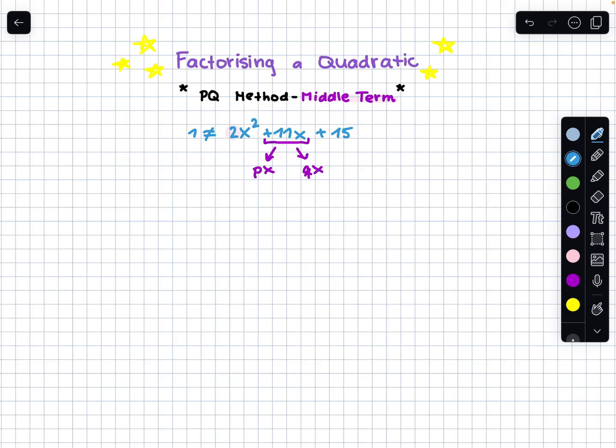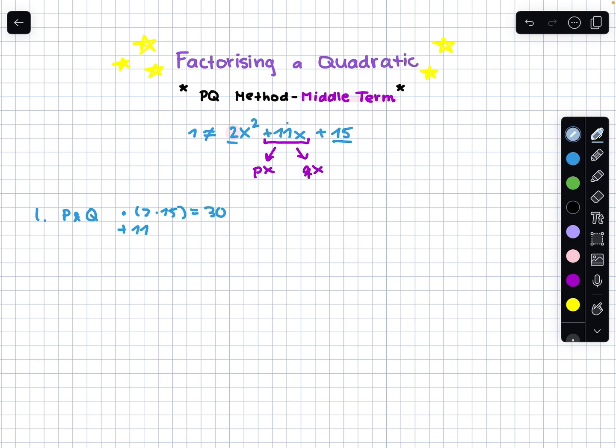Now, the first thing you want to do is find these numbers p and q. These numbers have to fit certain conditions. They both have to add up to the middle term, which is 11, and they both have to multiply to the product of the first and last term. So it will have to multiply to 2 times 15, which is 30.